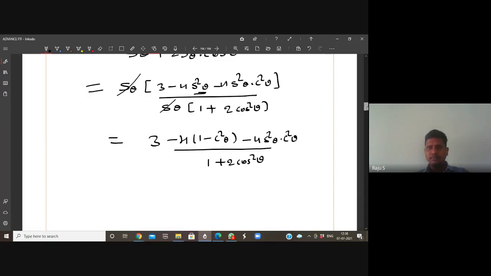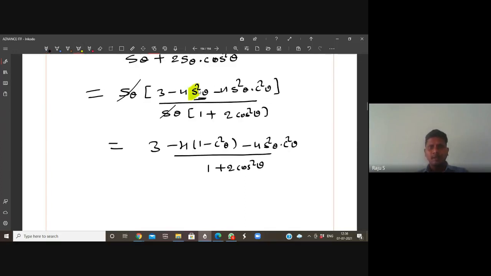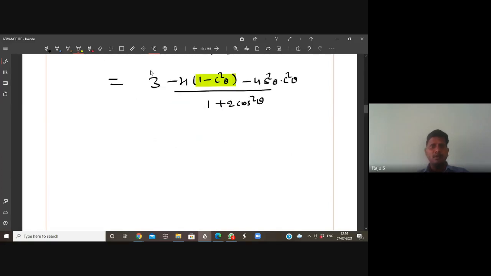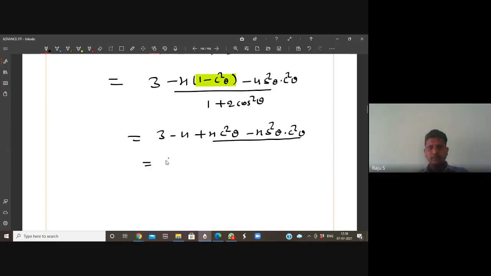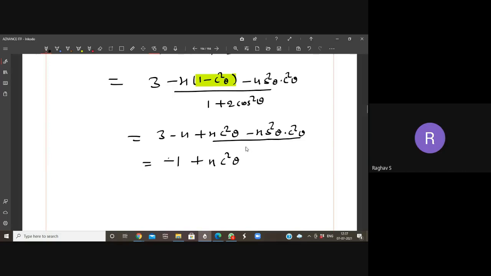Now I have written sin square theta as 1 minus cos square theta. Now it is very easy to simplify. 3 minus 4, plus 4 cos square theta, minus 4 sin square theta cos square theta. What is common in these two? Cos square theta. This is minus 1. I take plus 4 cos square theta, theta only you can take common, 1 plus sin square theta.